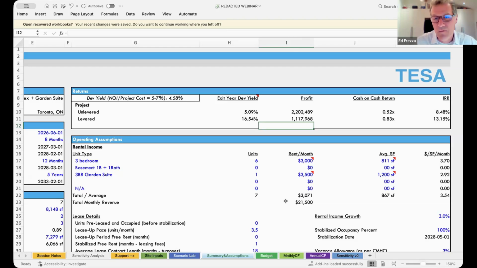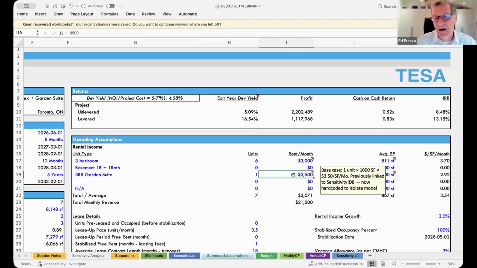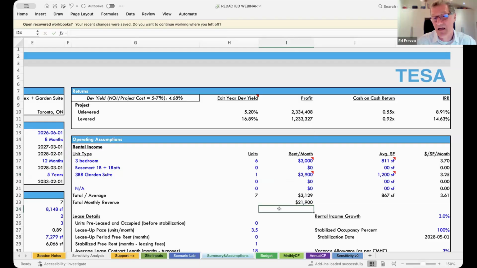So now that we know that the profit is 1,117,000 levered, what happens if we change the garden suite now from say 3,500 to 4,000? What changes? See what happens to the profit. You can see it went up from 1117 to 1233. So my point is that this financial spreadsheet is very dynamic. You can start doing a sensitivity analysis to say, well, what if I can get an extra $100 on rent? How sensitive are the numbers?